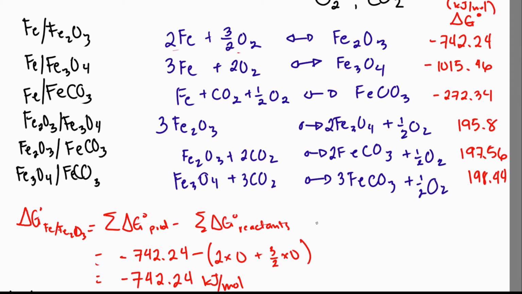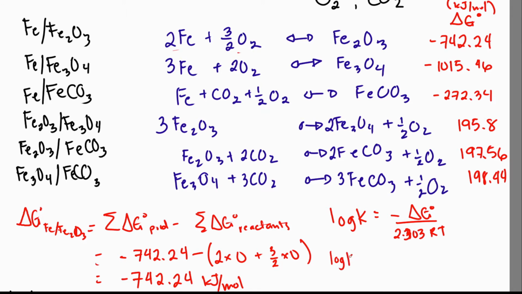So we need to find our log K. Our log K, from our module, will be equal to negative delta G naught over 2.303 RT, where R is the gas constant and T is our temperature for this system. Our temperature here, I think, is 298 Kelvin. So for the first one, we have Fe2O3. Delta G naught is equal to negative 742.24.